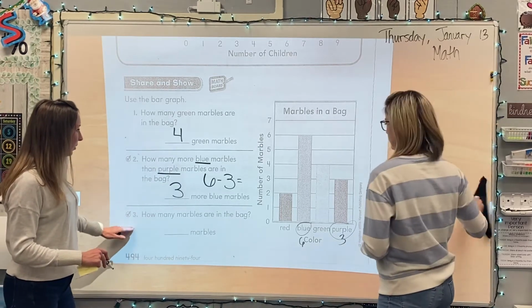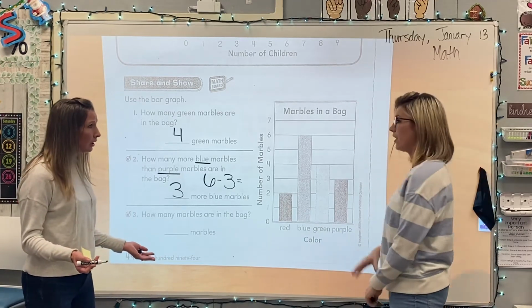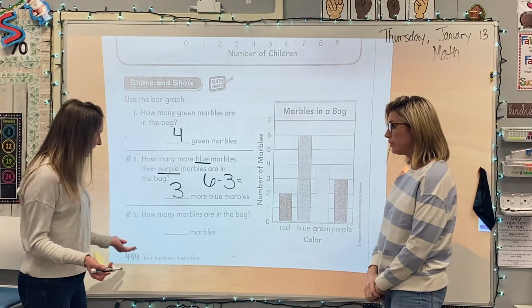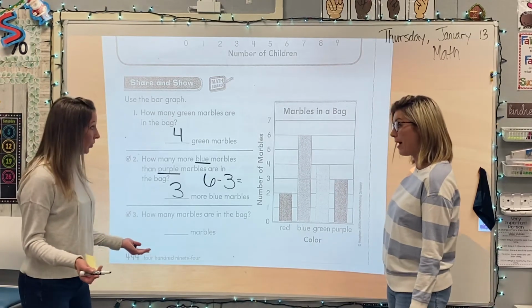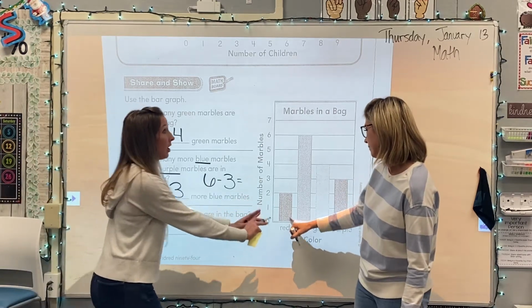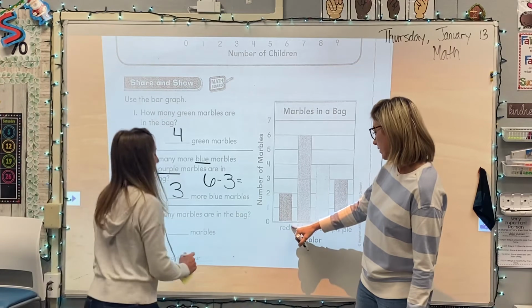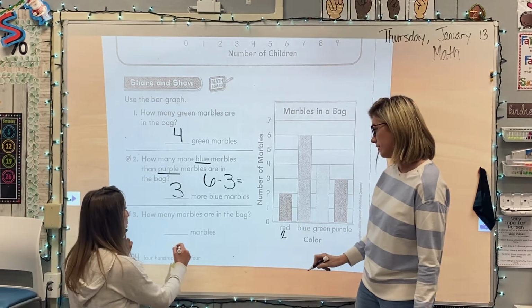Okay, question number 3. How many marbles are in the bag? Oh, they didn't give us a specific color, and they said how many marbles. Maybe they mean how many total marbles. Maybe we need to count all of them up. Maybe do the bar graph part, and I'm going to do some recording. Okay, so we have 2 red marbles. Maybe you can make some tally marks. Ooh, I like that.